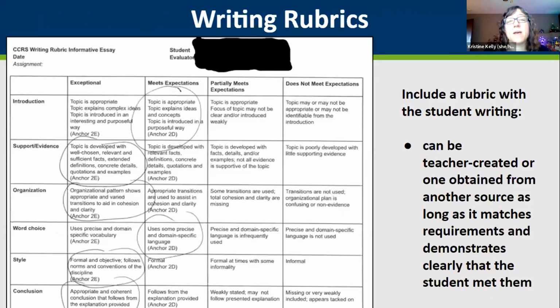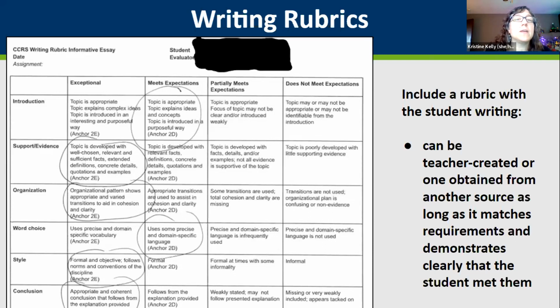Writing rubrics. So the writing that is coming in has a rubric with it. And I saw a lot of different rubrics, which is fine. You can create your own rubric. You can use one from a source. You can find one some people use that are connected with the Common Core. Some people have used rubrics from other programs or teachers. It just needs to match requirements and demonstrate clearly that the student met them.